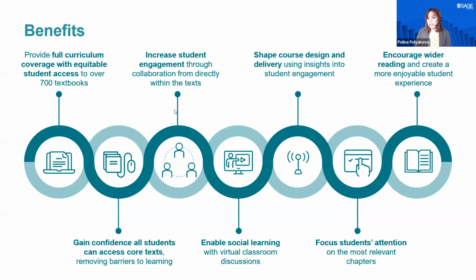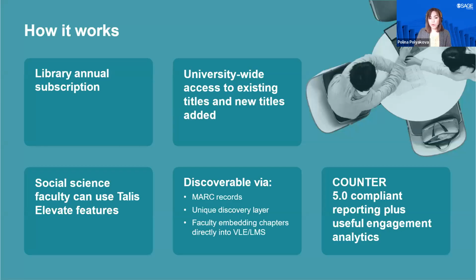And before David gives you a quick demo of the platform, I just want to explain how Sage Catalyst is set up for institutions. So libraries get an annual subscription, and this gives them university-wide access to all the titles within the collection, and also new titles added during their subscription period. In addition, institution social science faculty can use the Talis Elevate collaborative features that I covered in my previous slides.